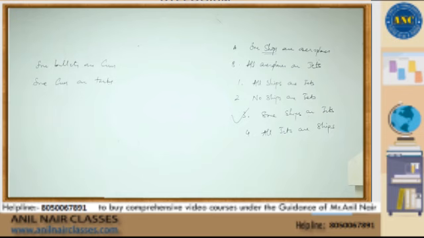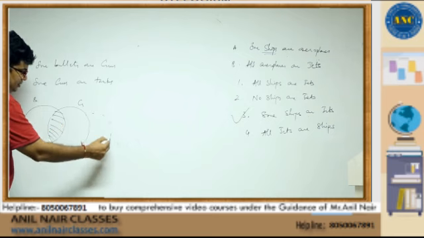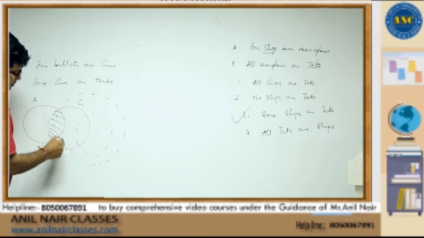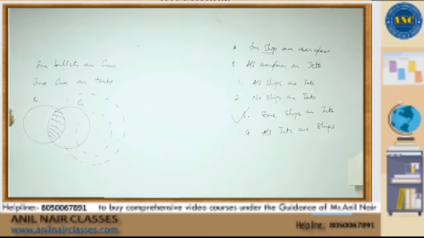So some bullets are guns. If you want to understand from a Venn diagram: some bullets are guns, and here he's saying some guns are tanks. Now which part of guns are tanks, you don't know. The diagram could be like this, the diagram could be like that, or the diagram could be like that also. So these are the three possibilities, and for every possibility there could be a different answer.